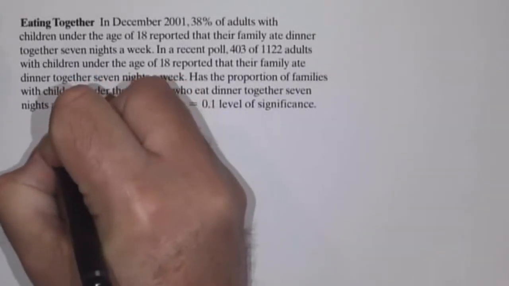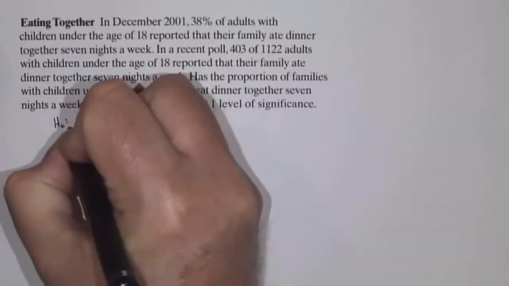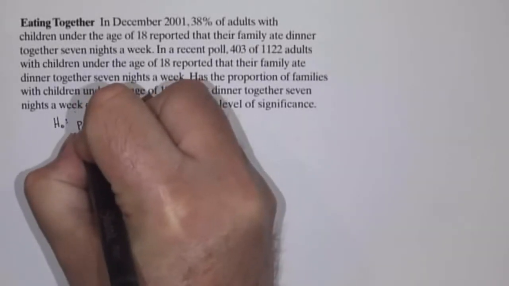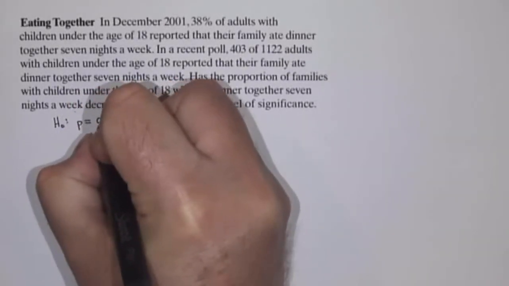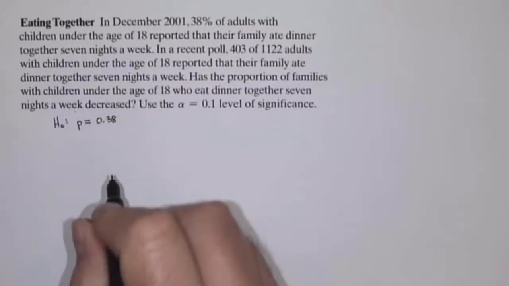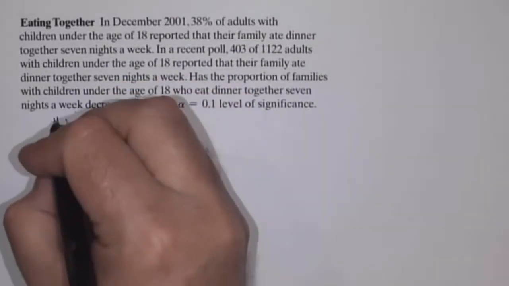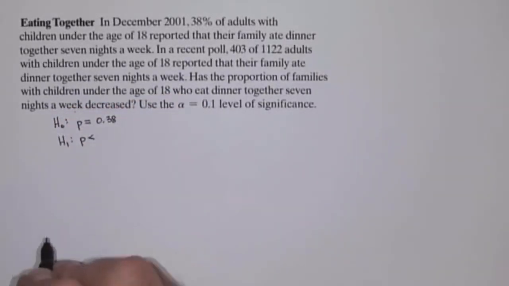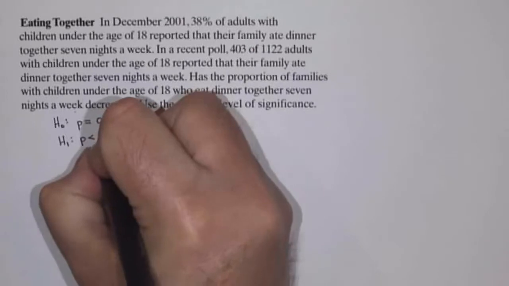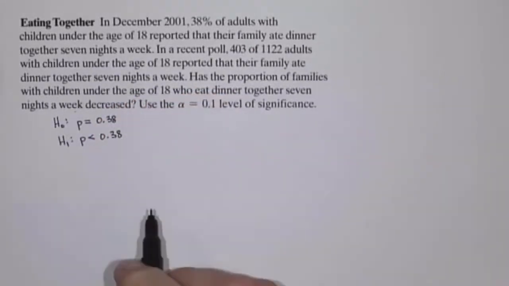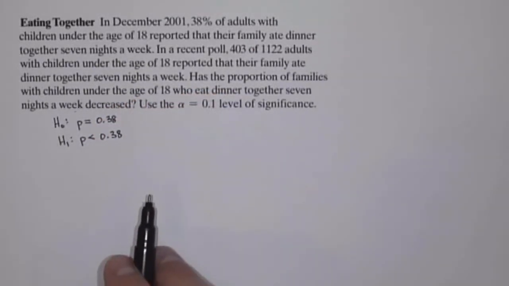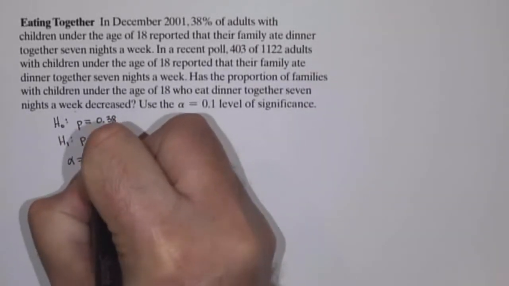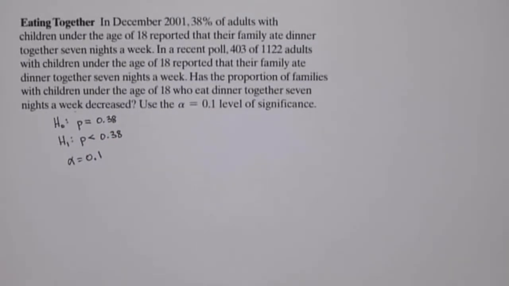Well, in our previous work with this particular example, we had determined the null and alternative hypothesis. So the null hypothesis is that p equals 0.38, in other words, meaning that it's still 38% of families that eat together 7 nights a week, versus the alternative hypothesis, p is less than 0.38, meaning that the proportion of families that eat together 7 nights a week has now decreased. And of course, we're using an alpha equals 0.1 level of significance.